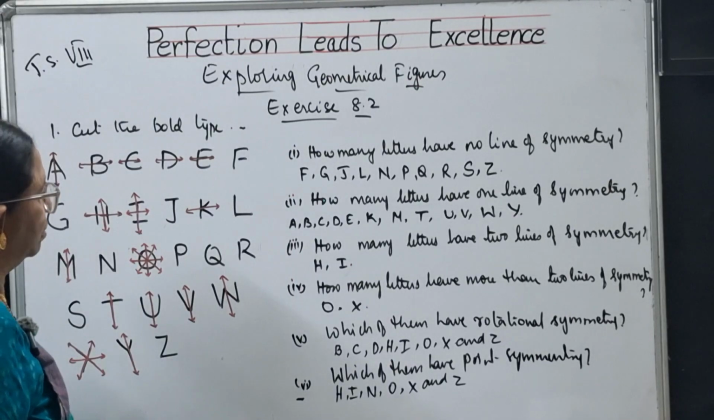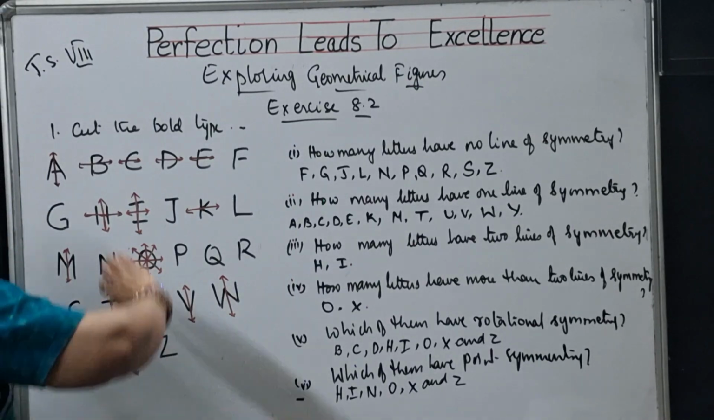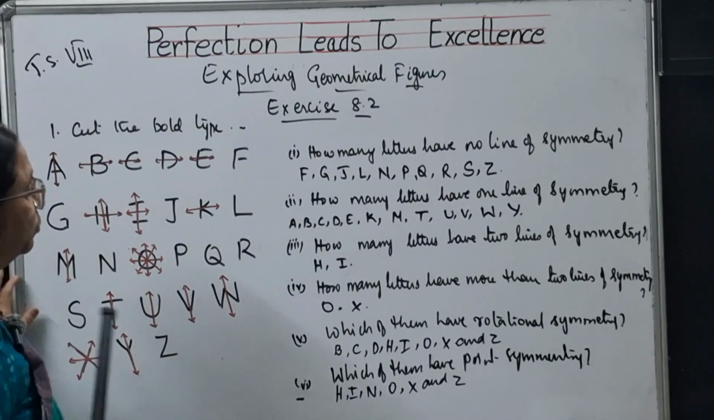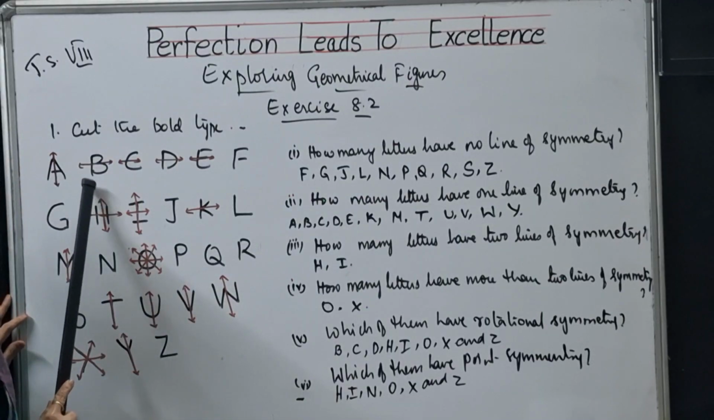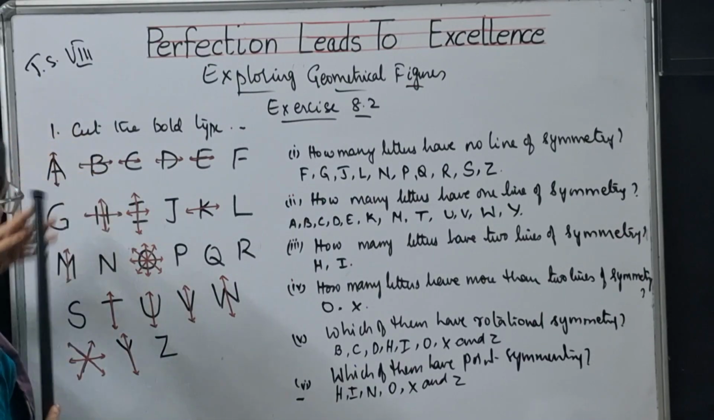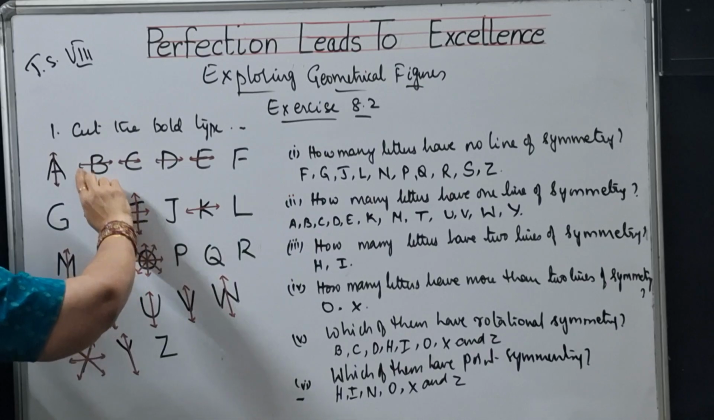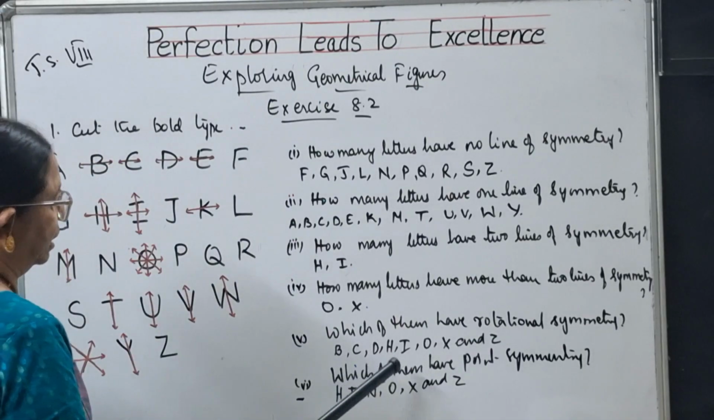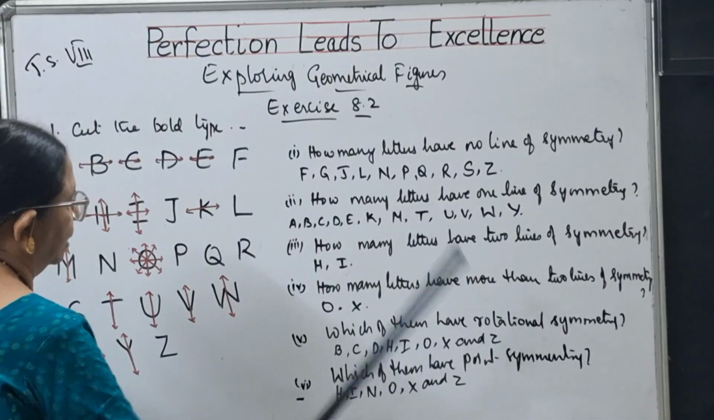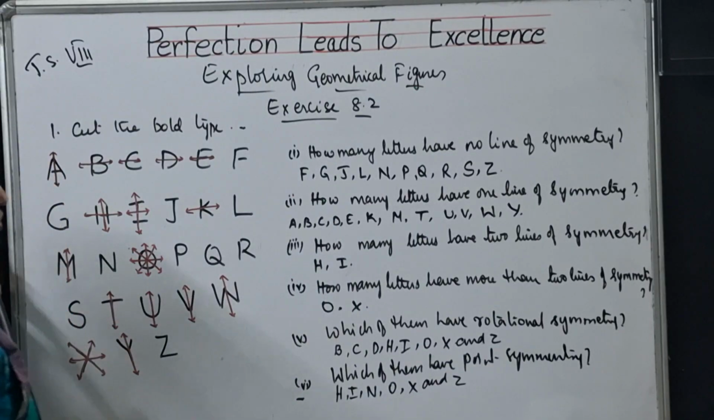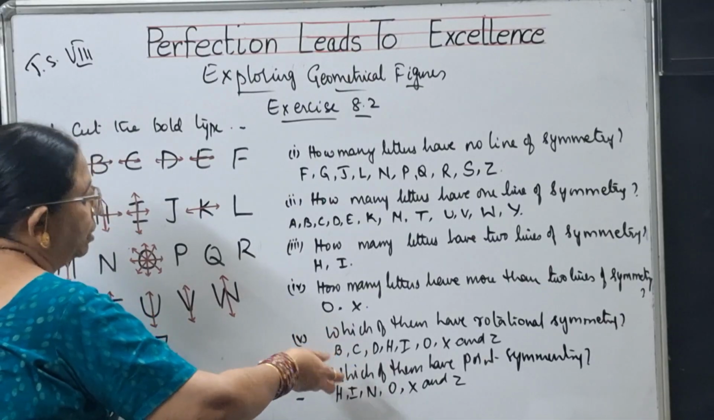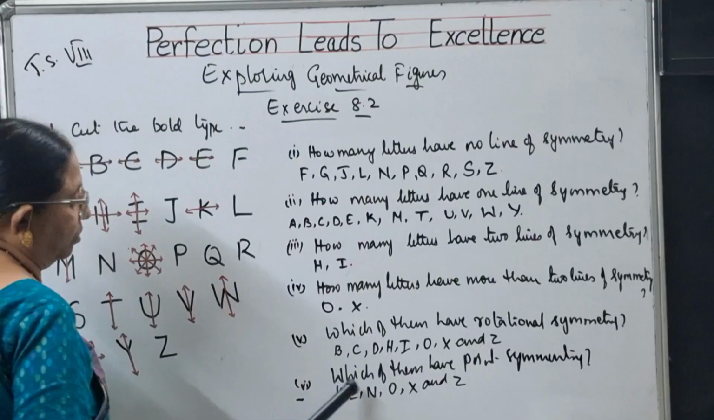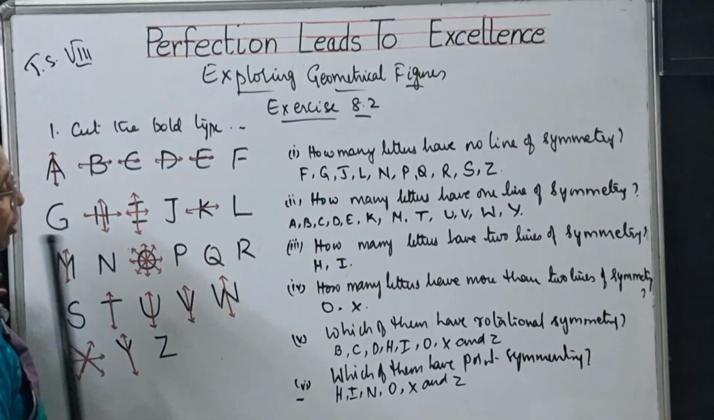Which of them have rotational symmetry? Rotational symmetry means when you rotate the letter, you should get the same letter after the complete rotation. B also, when you rotate it totally, if you rotate it like this, again you will be getting the same B, C, D, H, I, O, X, and Z. These all are having rotational symmetry. When you rotate them, you will be getting the same figure after the rotation. Nice, same letter.